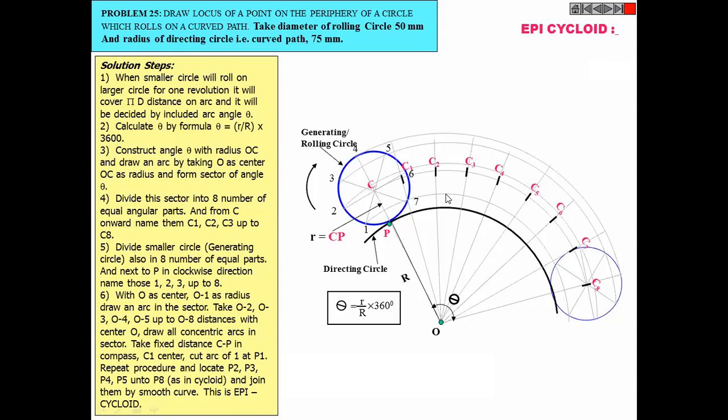So first, C1 point: C1 is the center, CP is the radius, and an arc on the line coming out from point 1. It's like this. Then C2 is the center, CP radius, arc on line 2, like this. And C3, radius arc coming on C3, C3 to 3. Now from C4 to line on 4, C5 to 5, C6 to 6, C7 to 7, and C8 to 8. We got all our points, 8 points.